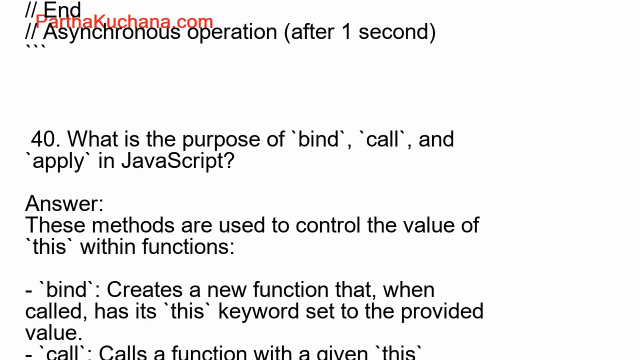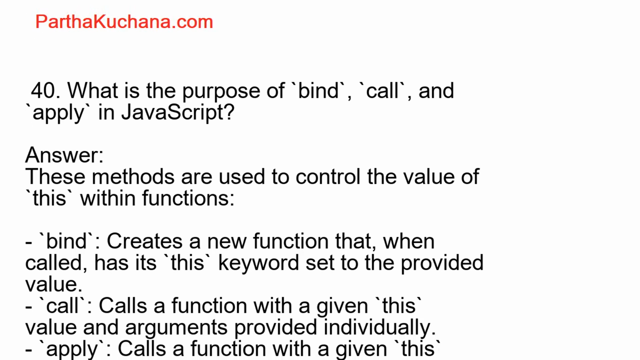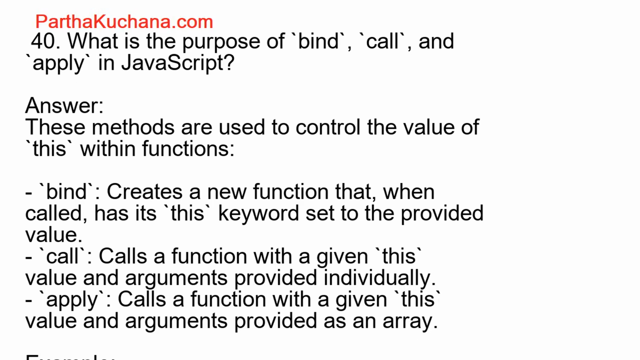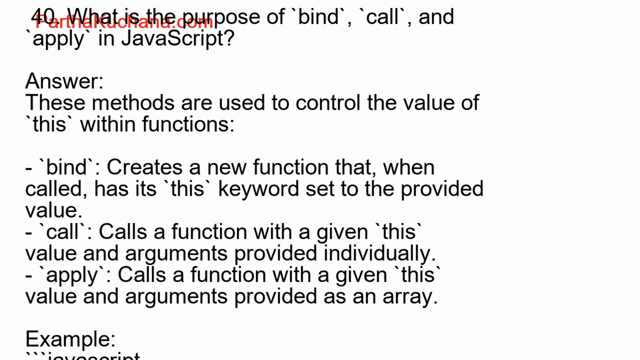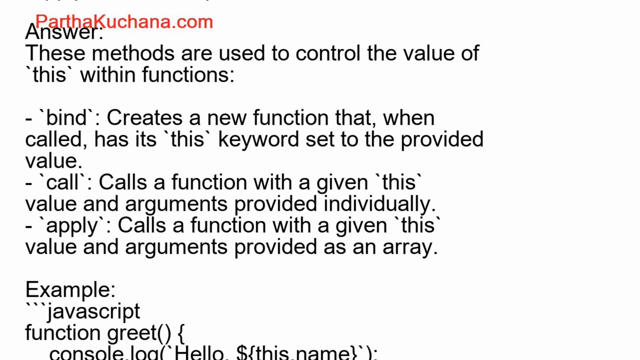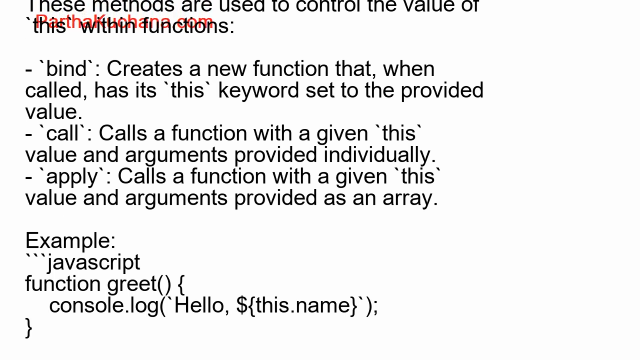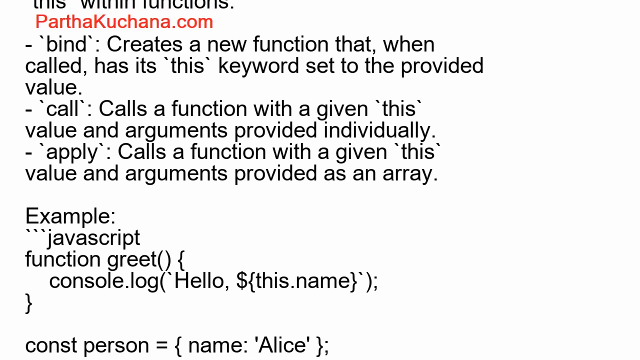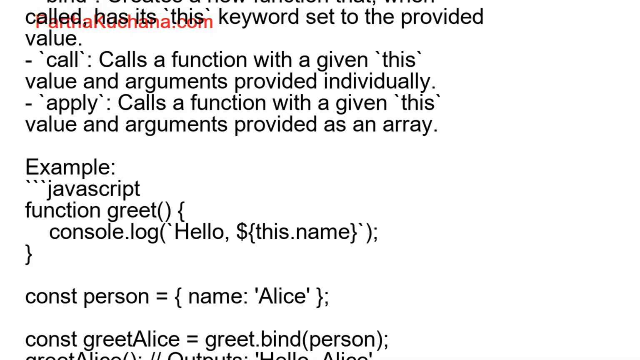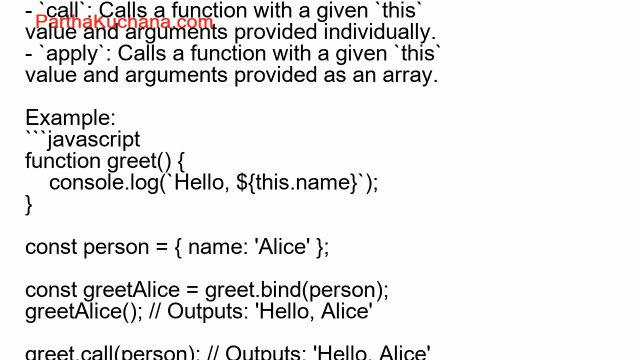Example: JavaScript. function createCounter() { let count = 0; // private variable. return { increment: () => count++, getCount: () => count }; } const counter = createCounter(); console.log(counter.getCount()); // outputs 0. counter.increment(); console.log(counter.getCount()); // outputs 1.